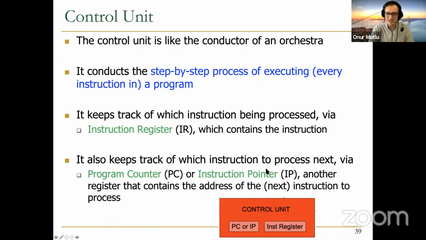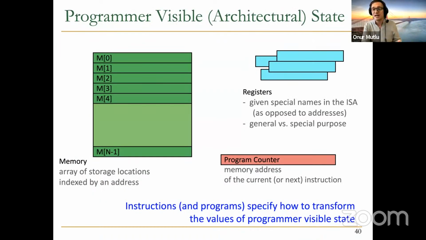Instruction pointer. Intel uses it. Everybody else uses program counter. I like IP better, actually, because it does justice to the word; with program counter, you're really not counting the programs, right? Okay, that brings me to the programmer visible architectural state in an instruction set architecture.